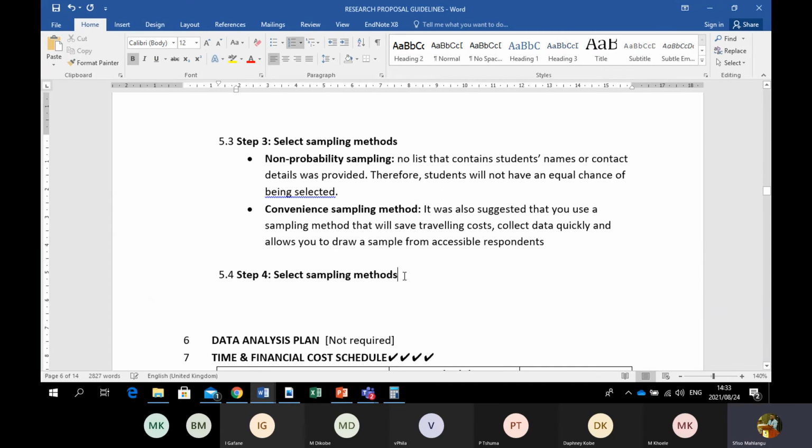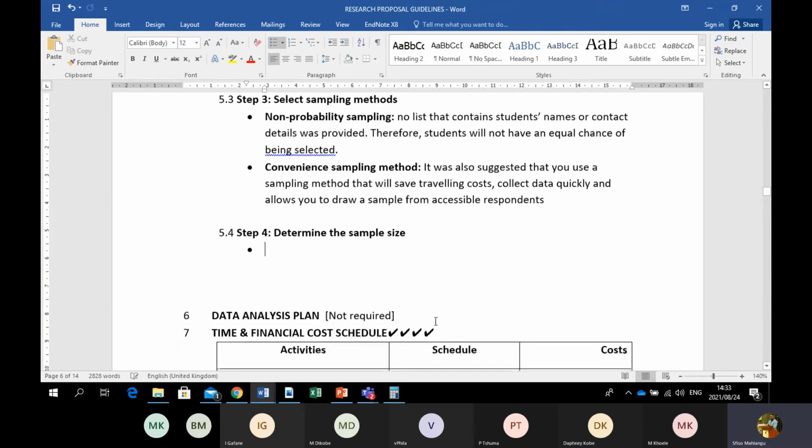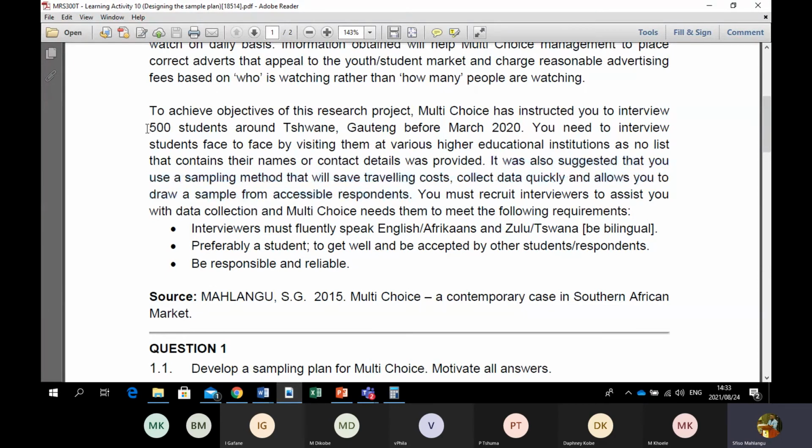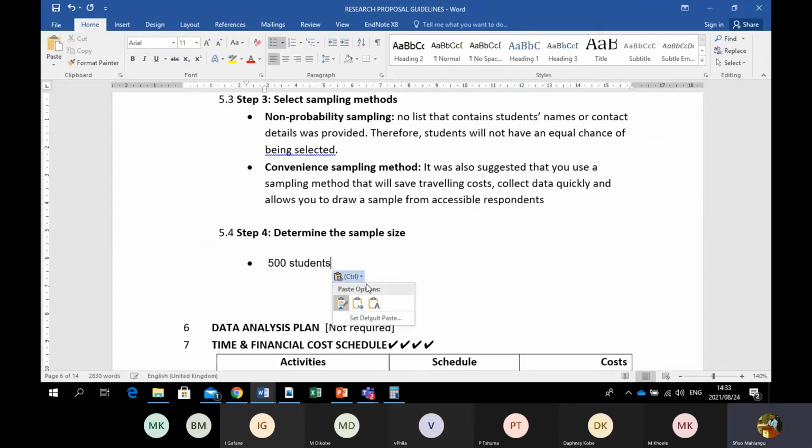So doing it practically, I will say step 4, determine sample size. And I just indicate my sample size. Remember, it's always given in the case study. They always tell us how many people we should interview. So we're gonna take that number of people. So in this case, it was 500, like it's indicated here. 500 students should be interviewed. So we can put that here as our sample size.